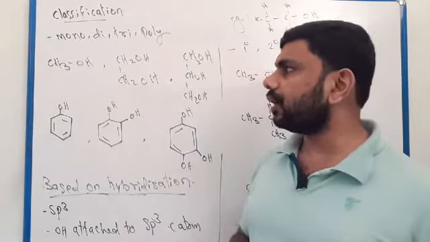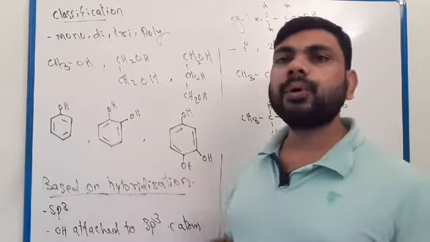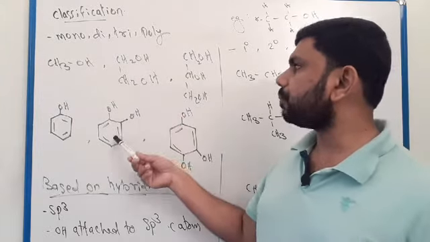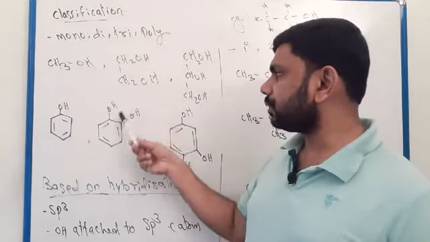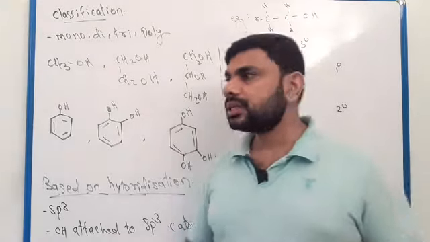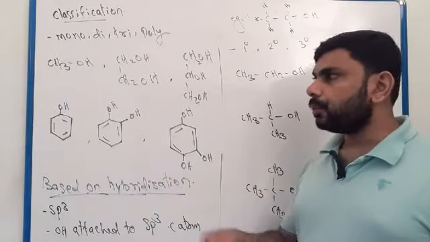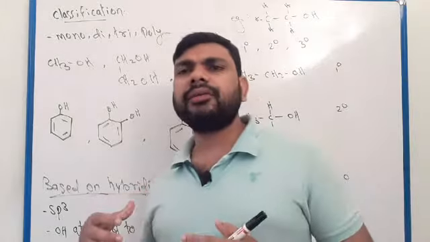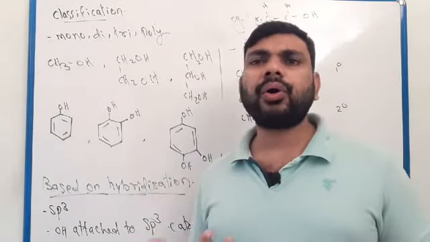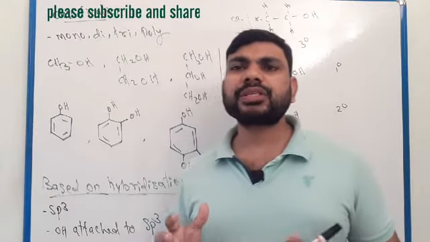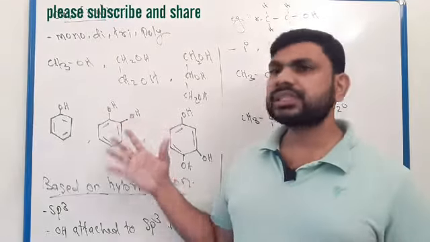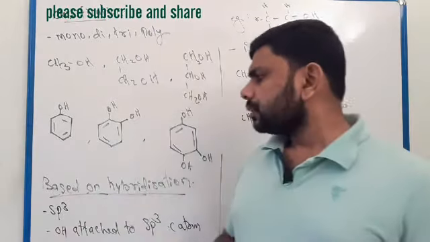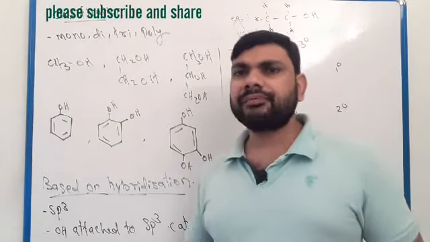The compound which contains only one OH group is called monohydric alcohol. A compound which contains two hydroxyl groups is a dihydric alcohol; these are two examples of dihydric alcohol. Similarly, these are trihydric alcohols. If there are more than three OH groups in a compound, we say it is a polyhydric alcohol. So this is the first classification: monohydric, dihydric, polyhydric alcohol. Clear?